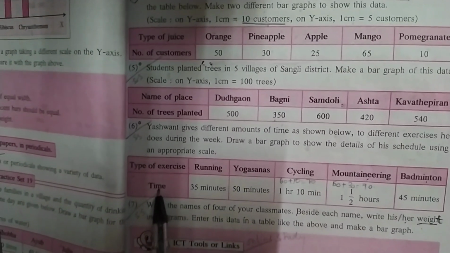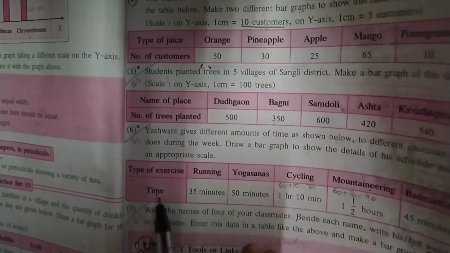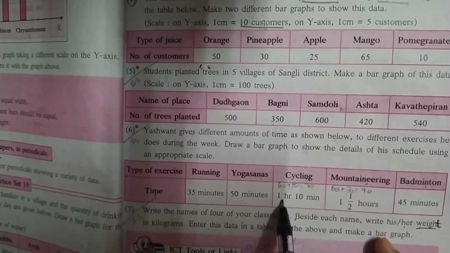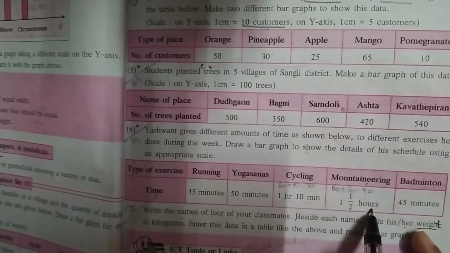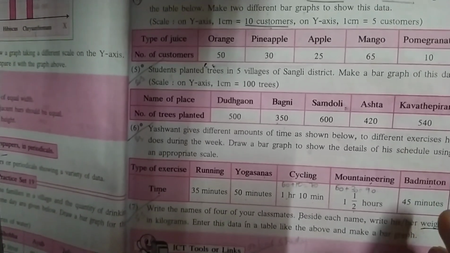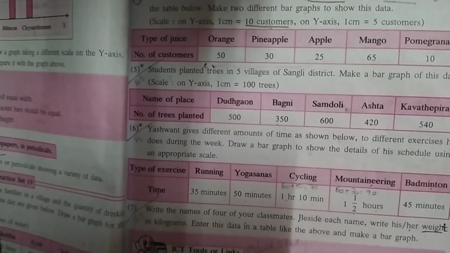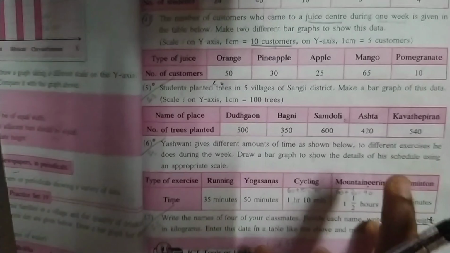Now the time allotted for running, 35 minutes. Time for yogasanas, it is 50 minutes. Time for cycling, it is 1 hour 10 minutes. Time for mountaineering, it is 1.5 hours. Time for badminton, it is 45 minutes. There is no scale given. Now we are going to make the scale based on this question and the graph.